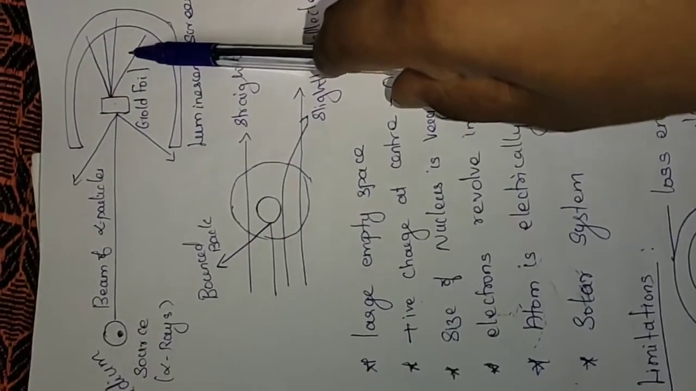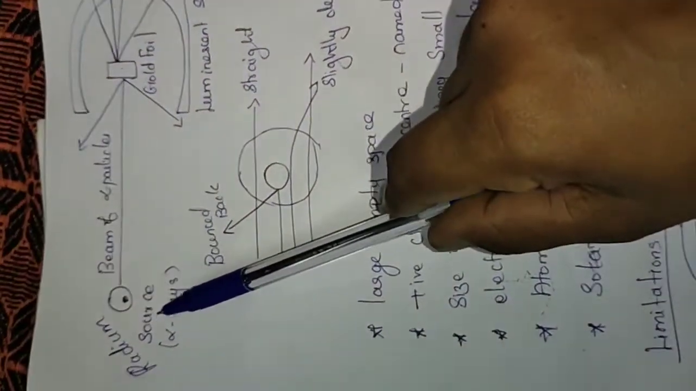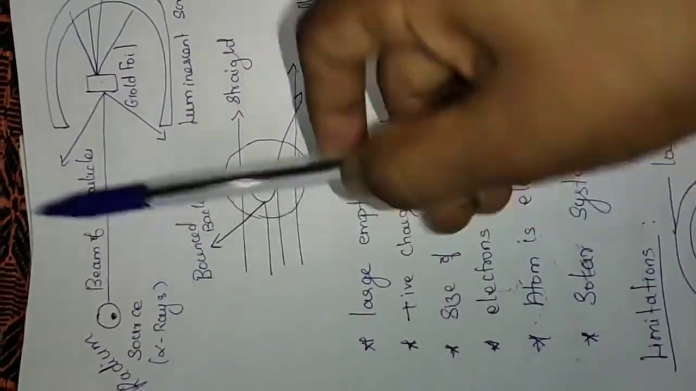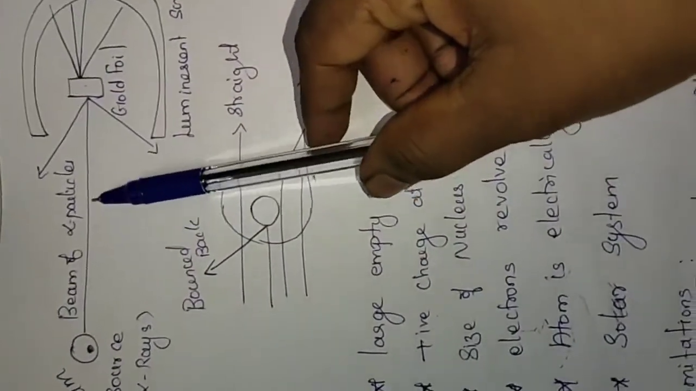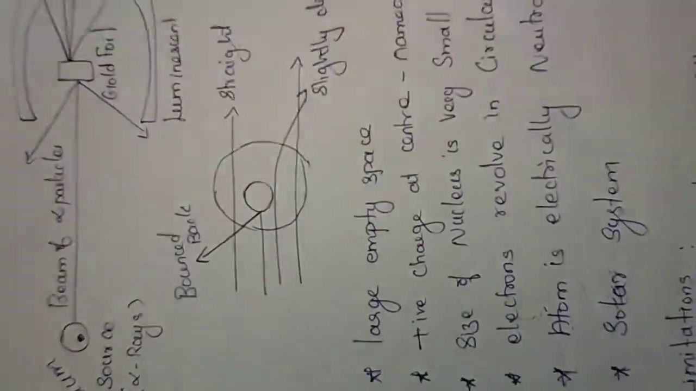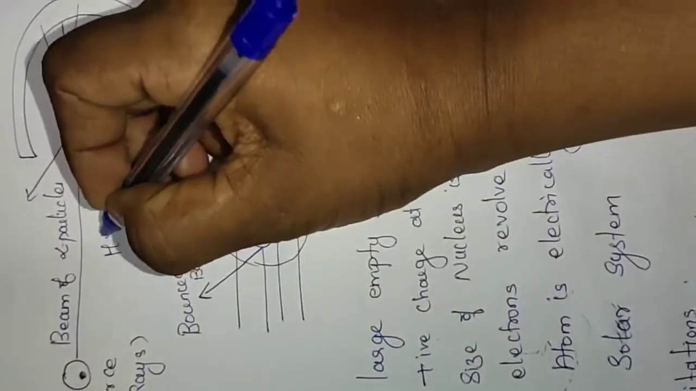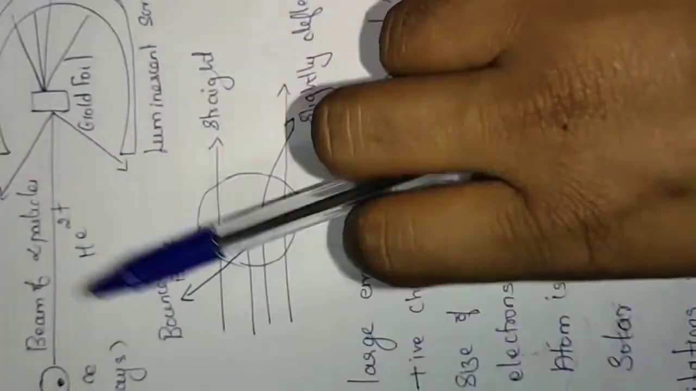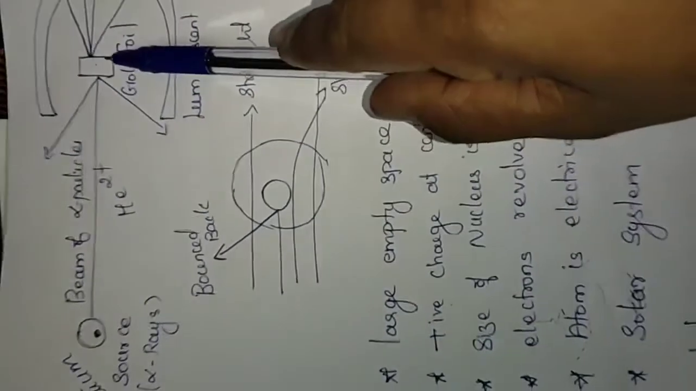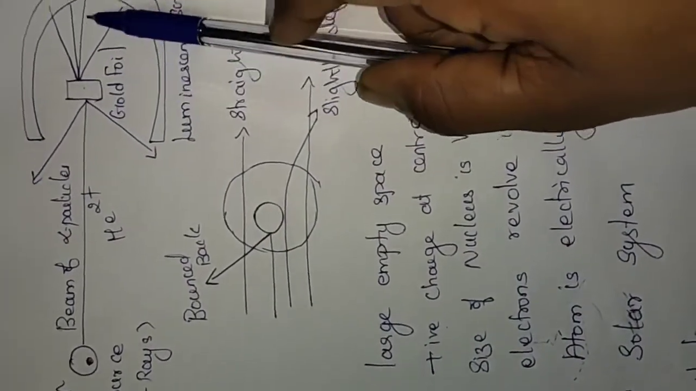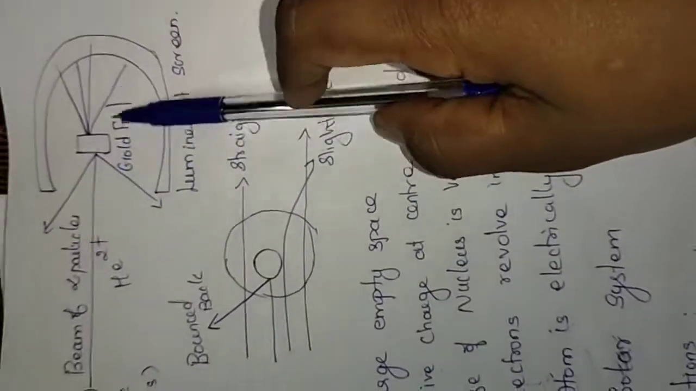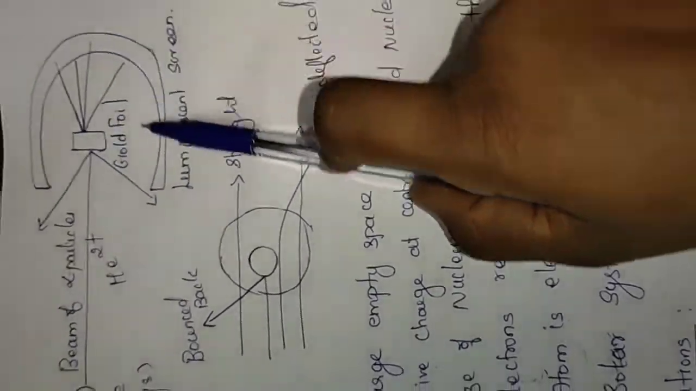Now when the source is on, it emits a beam of alpha particles. It emits what? A beam of alpha particles which carry helium ions. So it is carrying a positive charge. It strikes the gold foil, and here the rays get some variations, which can be seen through the luminescent screen.